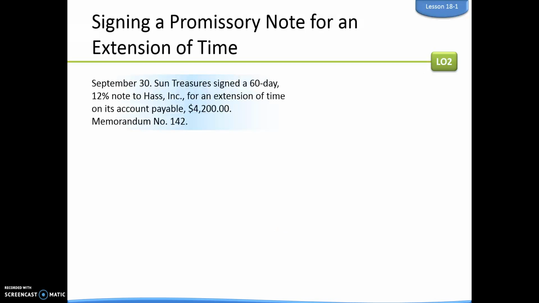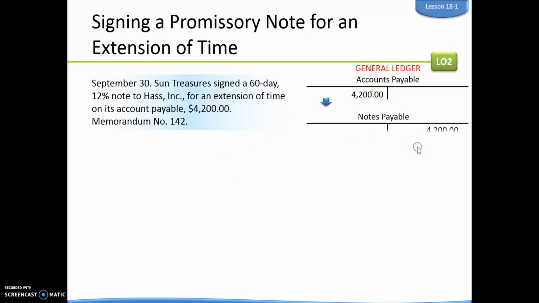So what it looks like when we sign a promissory note for an extension of time, here it talks about the company Sun Treasure signed a 60-day 12% note to Haas for an extension of time on its account payable, which was $4,200. So what that looks like is we take our $4,200 out of the accounts payable and we put it into a note payable instead, $4,200. Like I said, replacing a liability with a liability.